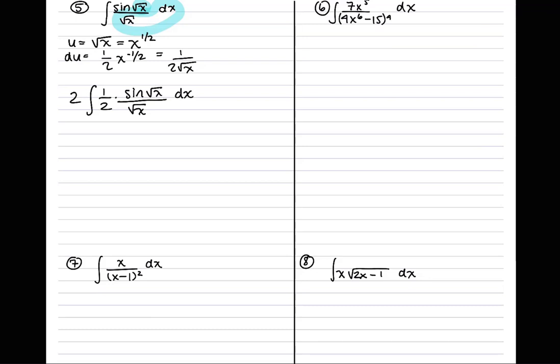Okay, so now that I have this corrected, I can see my u and my du. I have 2, integral of sine of u, and then du. Okay, integrating that, we get 2. The integral of sine is negative cosine of u. Okay, rewriting this, we have negative 2 cosine, and u was root x. And then, not forgetting that, plus c.